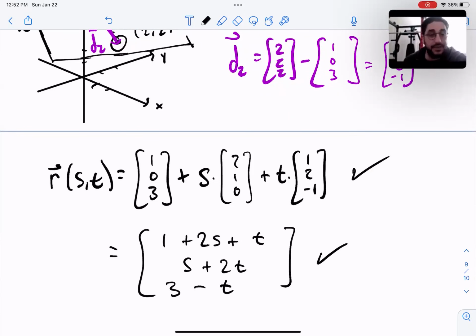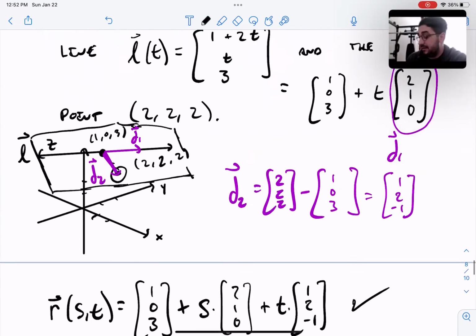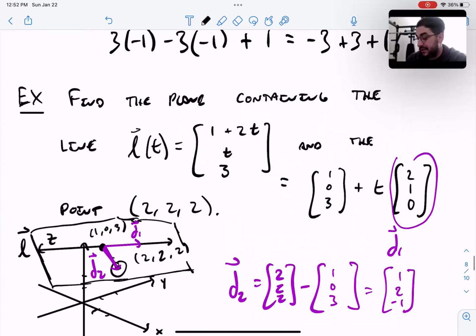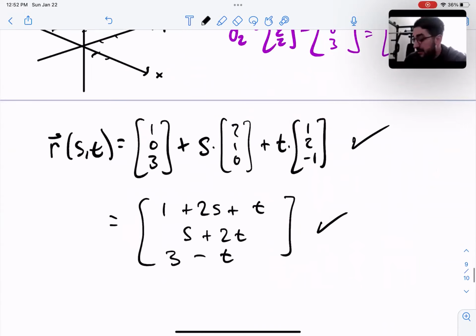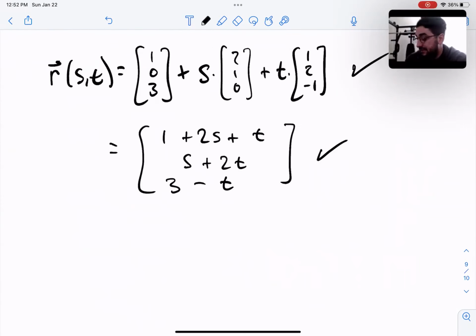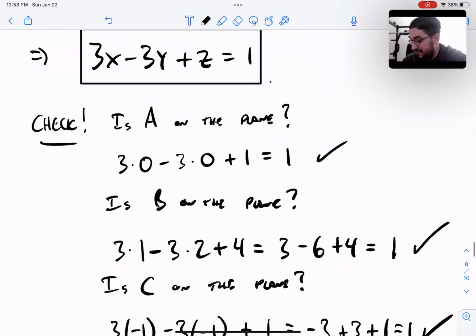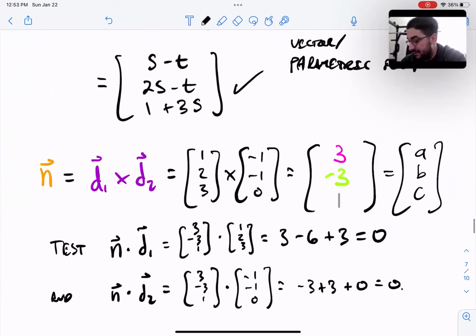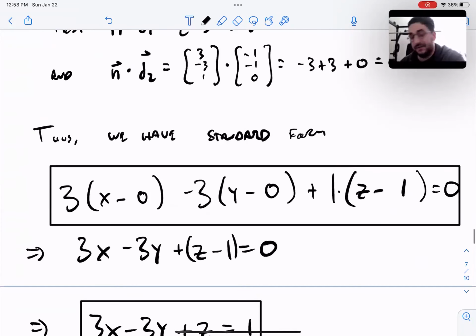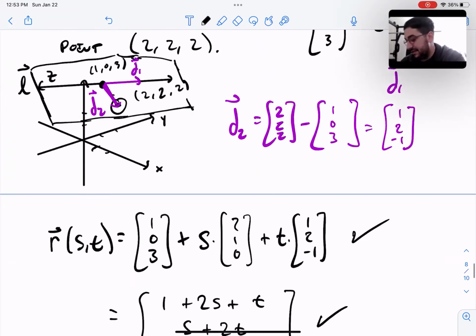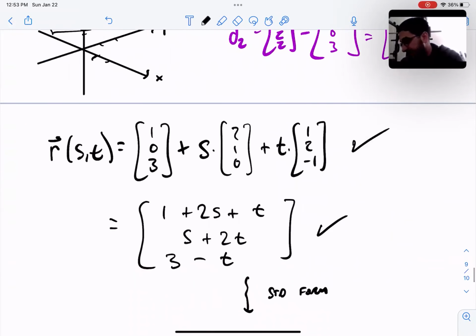So there we go. We did it. We found an equation of the plane that contains the given line and the given point. Now, if you want it in standard form, you could get it in standard form. I'm not going to do that here, but how would you get it? Do what we did before. That would be the same process as the previous exercise. You have your D1, D2, take their cross product to get the normal vector, and then write down the standard form.